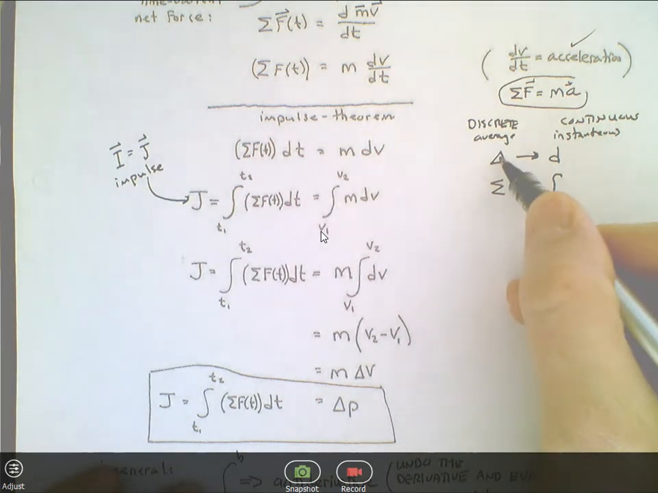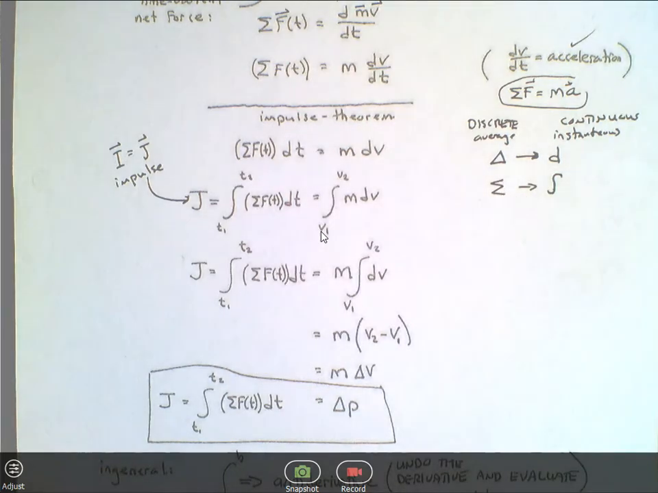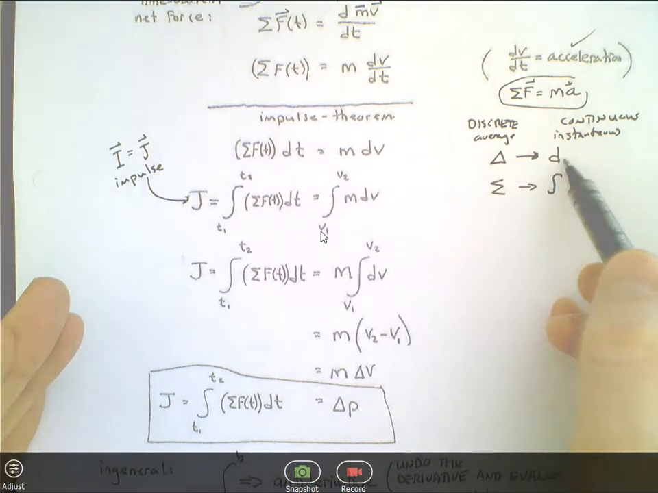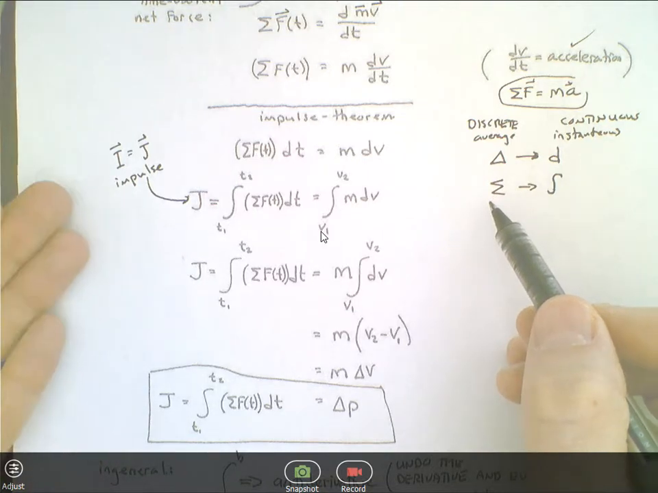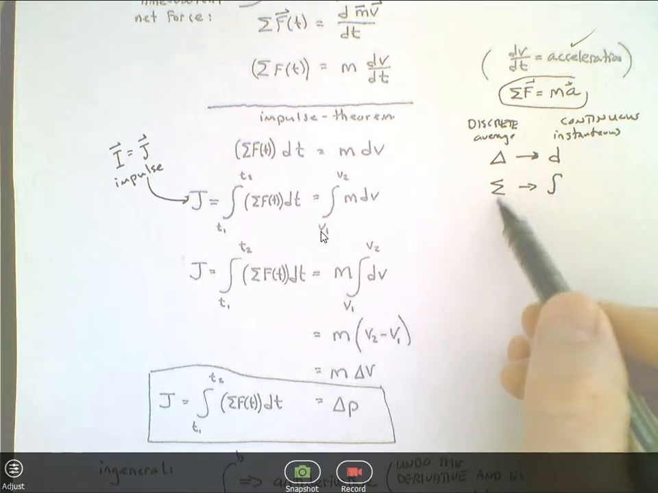This means a change, this means a change. This means add up, this means add up. I'm going to say it again. Delta means change, or the average change, instantaneous change. Sigma is the average addition, so when you're talking about adding up forces, you add one force plus another force plus another force, subtract another force, add another force. It's addition. This is the summation, which is actually what that means.